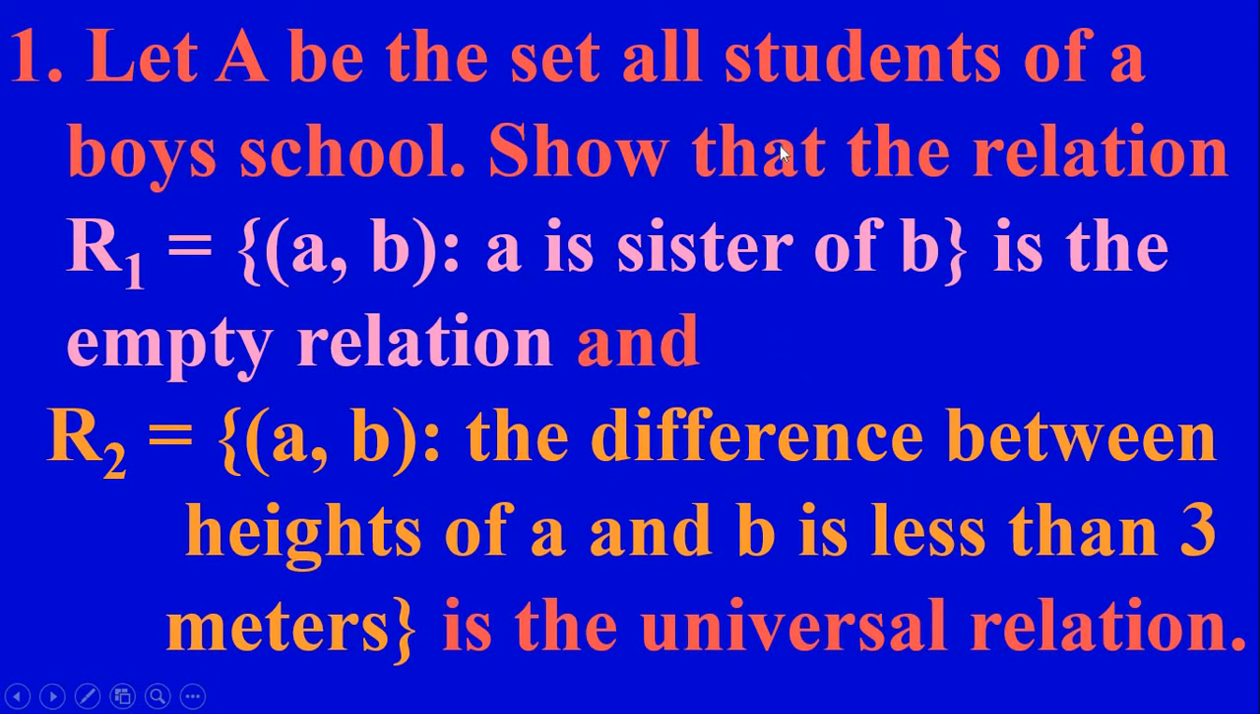Now see here, it is given that it is a boys school. So therefore there are no girls. Any student being sister of any other student is not possible. So "a is sister of b" is not possible. So therefore this is the empty relation. Now consider R2: the difference between height of a and b is less than 3 meters. So 3 meters is approximately equal to 9 feet. The difference between heights of two students is always less than 9 feet. Therefore every student is related to other students by this relation. Therefore R2 is the universal relation.